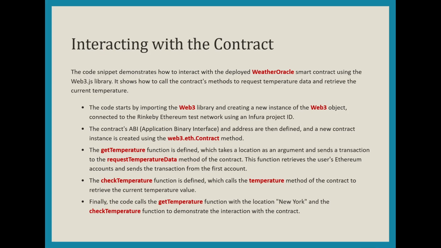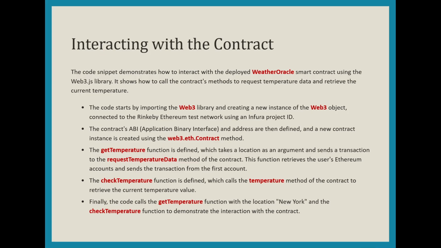I've already done this. The contract's ABI, as you already know, application binary interface, and address are then defined, and a new contract instance is created using the web3.eth.contract method. The getTemperature function is defined, which sends a transaction to the requestTemperatureData method of the contract. This retrieves the user's Ethereum accounts and sends the transaction from the first account.